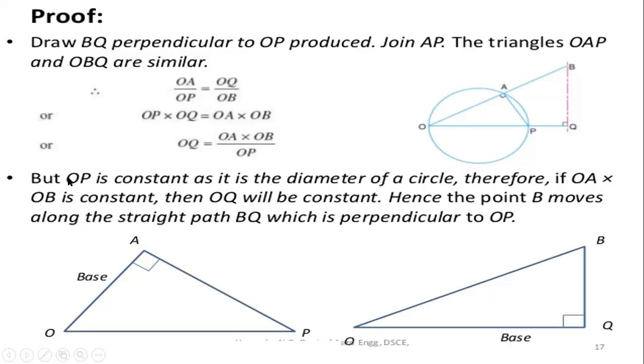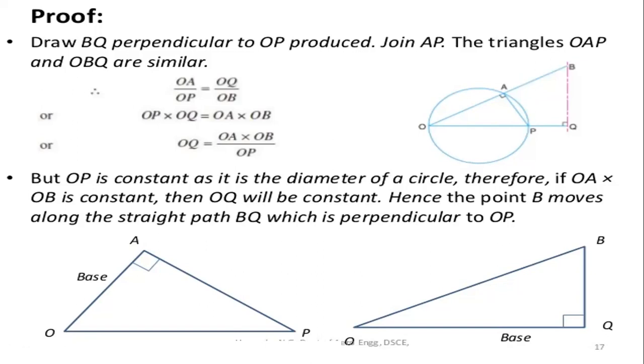Then OP is constant as it is the diameter of a circle. Generally when we are taking the diameter of the circle, it is constant. So when you turn it in any position, it will be of the same length. That is the advantage of the diameter. So OP is constant, it is the diameter of the circle. Then OA is multiplied with OB and it is constant. So OA into OB is constant. Then OQ will also be constant. So when OA into OB is constant, then OQ will also be constant.